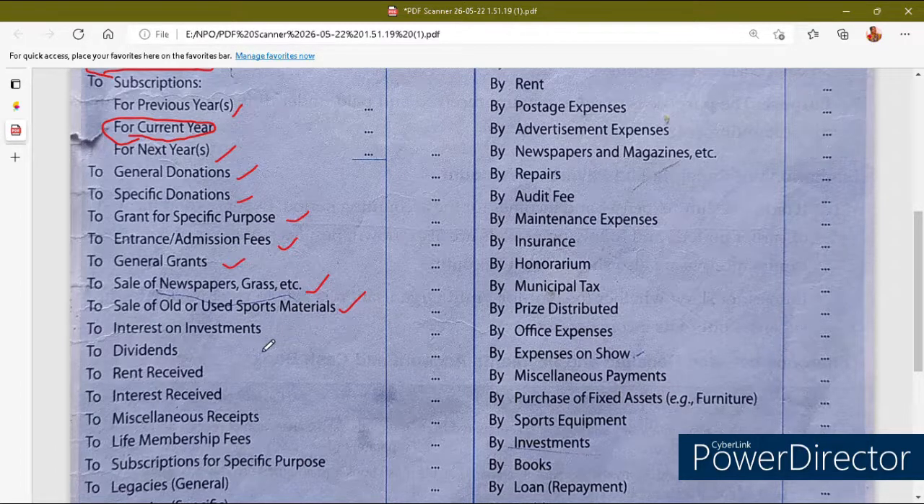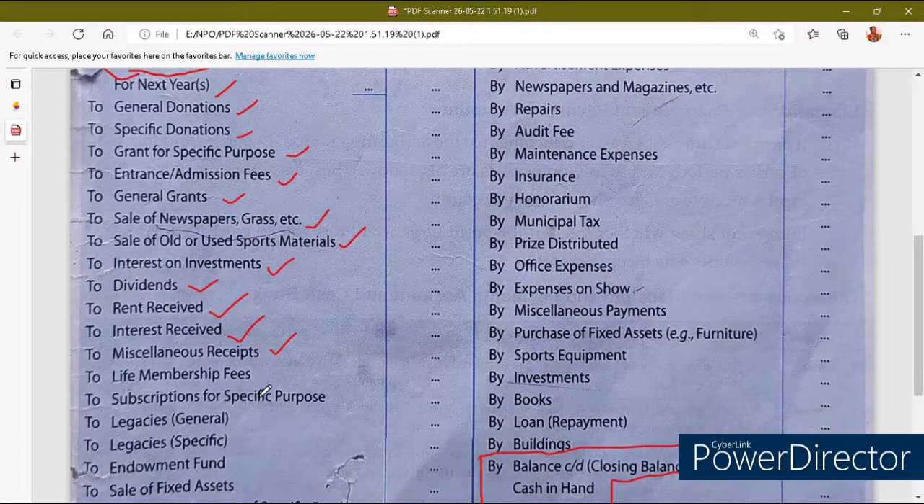And interest on investments, interest on debentures, all are revenue nature, so that will be taken into account. And dividends received will be taken into account as revenue nature. Rent received, revenue nature. And interest received, revenue nature. Miscellaneous receipts, revenue nature. And life membership fees, once in a while, so capital nature. So capital also will be recorded, as we discussed already.